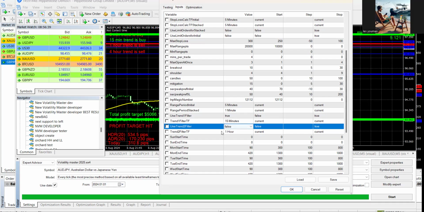But I quite often just have it on false, which is what's on most of my templates, because I like lots of trades. I like to see a bit of action. But not only that, I do find that depending on the strategy and the pair I'm trading, generally just one trend filter works out the best. But sometimes having them both can be preferable.